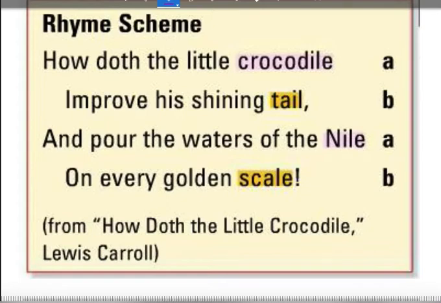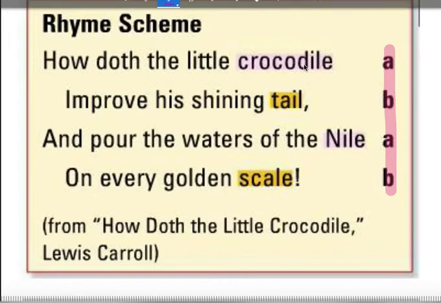So the rhyme scheme in this poem is A, B, A, B. If someone asked me what the rhyme scheme is, I would say it's A, B, A, B. In order to find this, what I do is I read each line. So how doth the little crocodile improve his shining tail, and pour the waters of the Nile on every golden scale. I look at the words that rhyme.